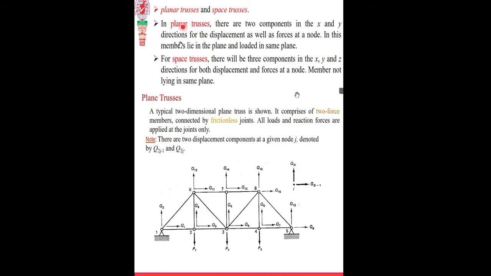What is a planar truss? In a planar truss there are two components, in the x and y directions, for the displacement as well as forces at a node, and the members lie in the plane and are loaded in the same plane.